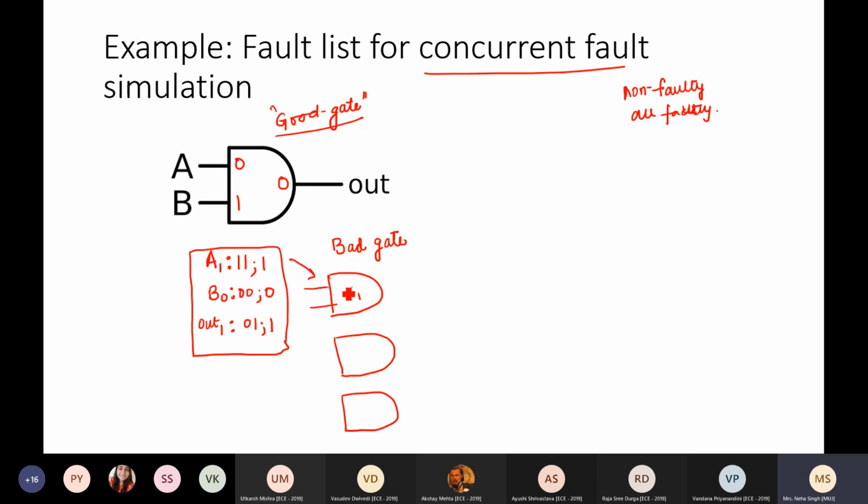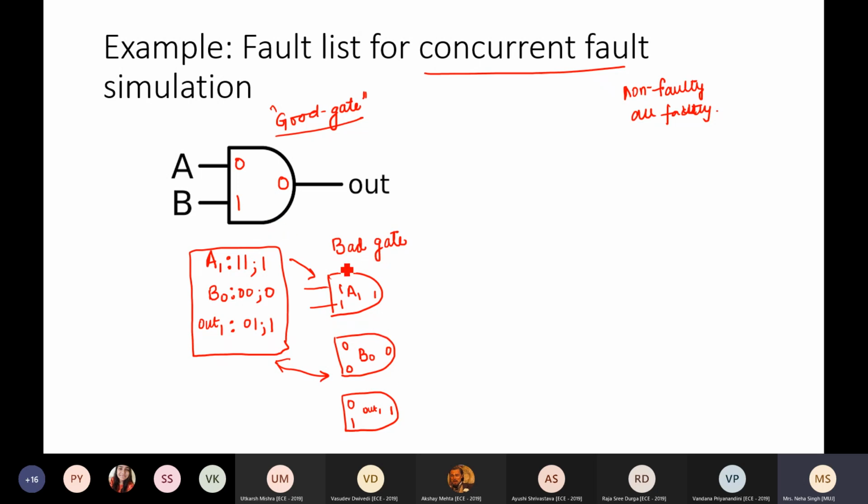For this A1 fault, the input is 1 1 and the output is 1. I can write the fault like this. The second is B stuck at 0, so the inputs become 0 0 and the output becomes 0. And the third possible fault is out stuck at 1, so that the input is 0 1 and the output is 1. You can use either of the two representations to represent the fault list for the concurrent fault simulation.